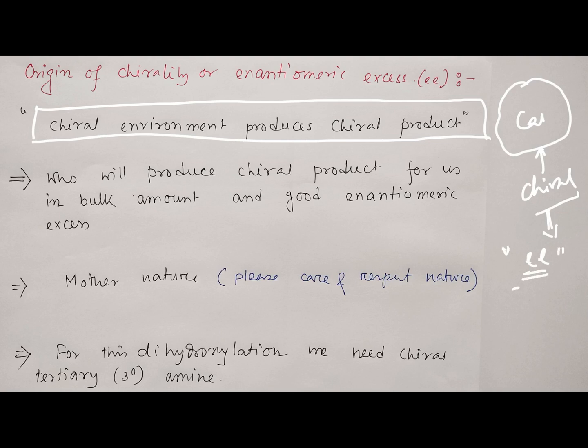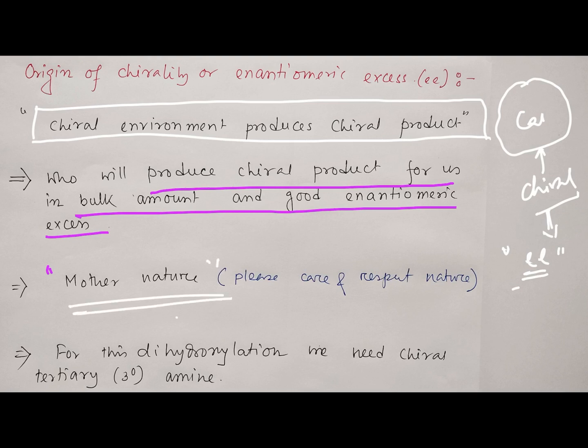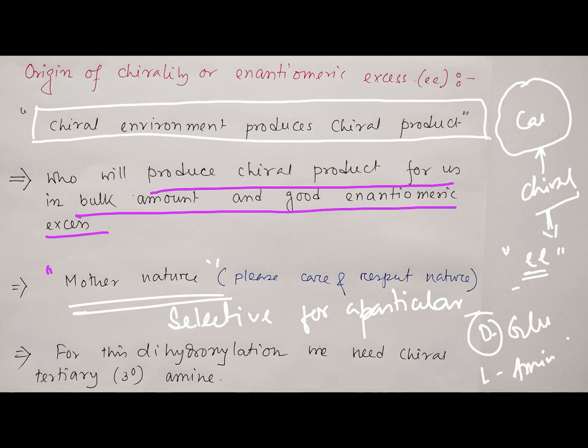Now we have understood that to get a chiral product we need to use a chiral catalyst. Now a simple question may come: who will produce the chiral molecule for us in bulk amount with good enantiomeric excess, such that we can take that molecule, in this case a tertiary amine, and use it? The best example is nature. Mother nature, we should respect nature as mother nature. Why? Because mother nature is so selective for a particular isomer. For example, naturally we use D-glucose or L-amino acids. Mother nature is so selective that it chooses this, not the other isomer.